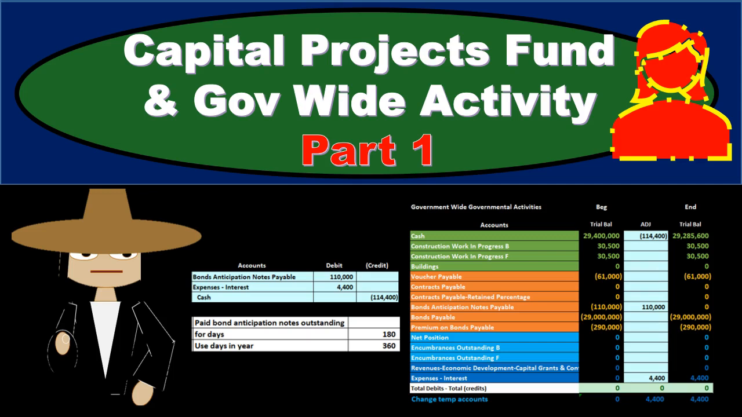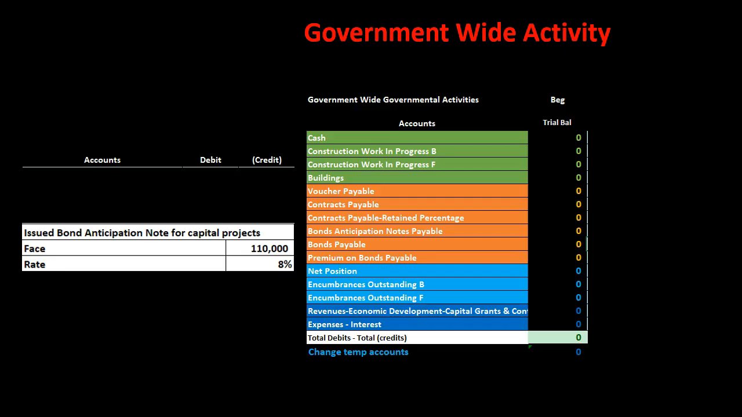In this presentation, we will work part one of a fairly comprehensive problem related to the Capital Projects Fund and the government-wide activities, journalizing transactions in the Capital Project Fund and government-wide activities, and then posting them to a worksheet. We'll typically be starting out with the government-wide activities.